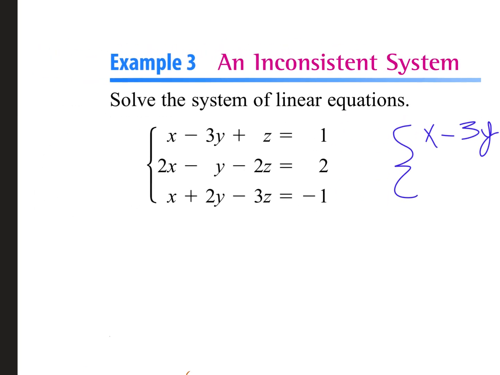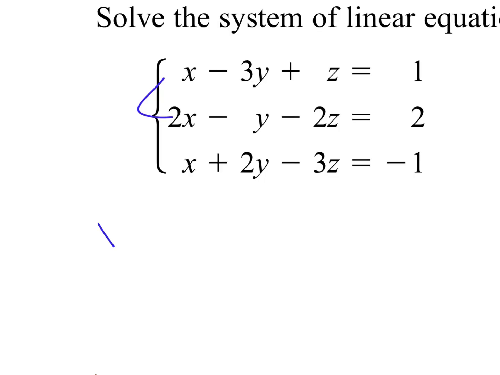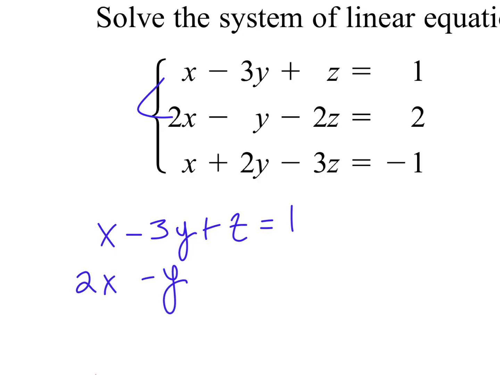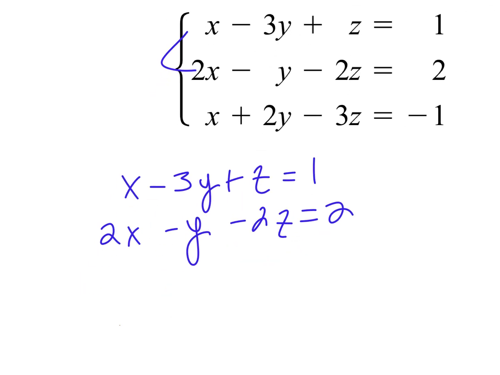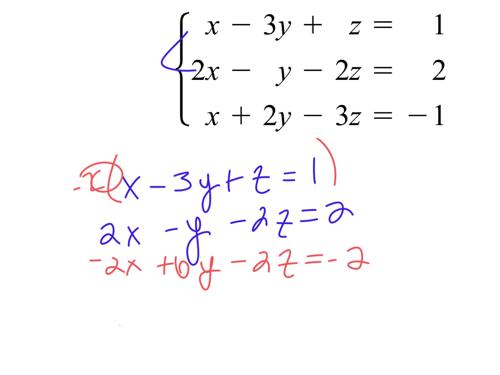We take, again, 1 and 2. So I write x minus 3y plus z equals 1. 2x minus y minus 2z equals 2. What do I have to multiply the top by? Negative 2. Perfect. So negative 2x, positive 6y, negative 2z equals negative 2.